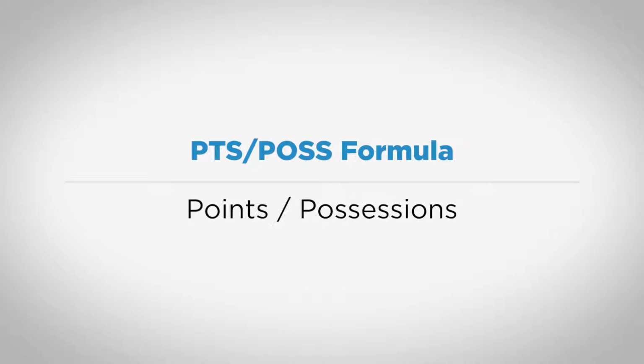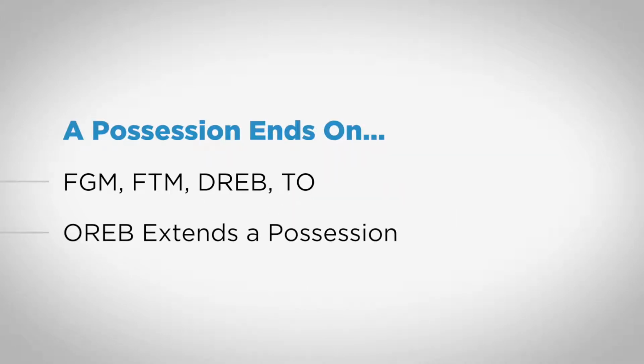What is a possession? Put simply, a possession ends when the ball changes hands, after a made bucket or free throw, on a defensive rebound, or a turnover. A possession does not end on an offensive rebound.